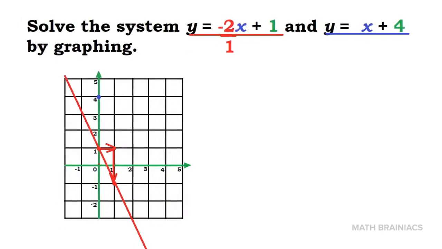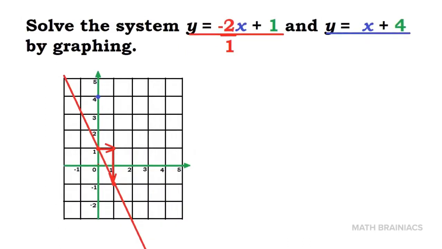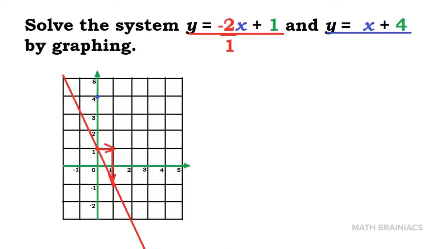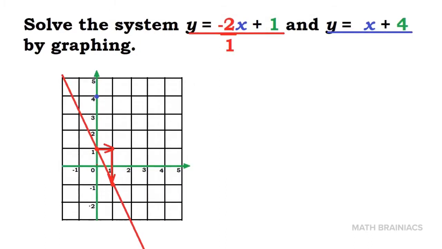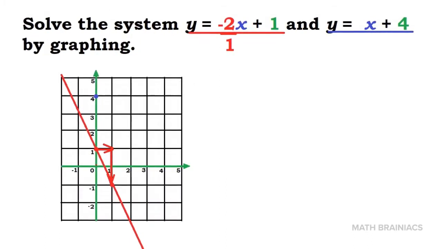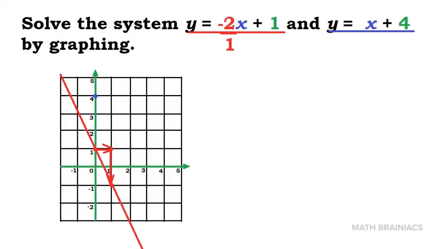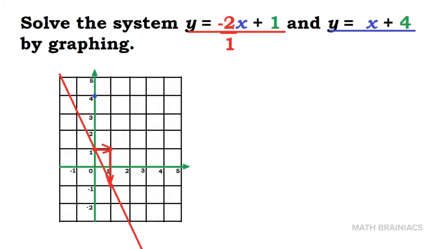Let us work on the second equation, which is y is equal to x plus 4. The y-intercept is 4. Consequently, you can see the blue dot on the y-axis. When x is 0, y is 4.